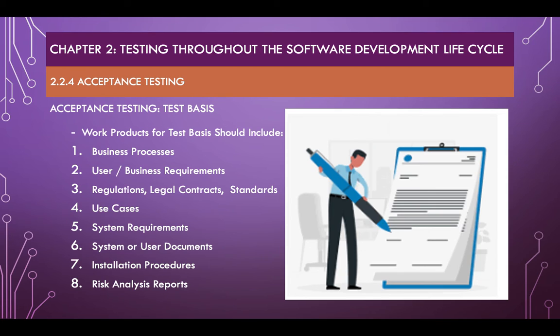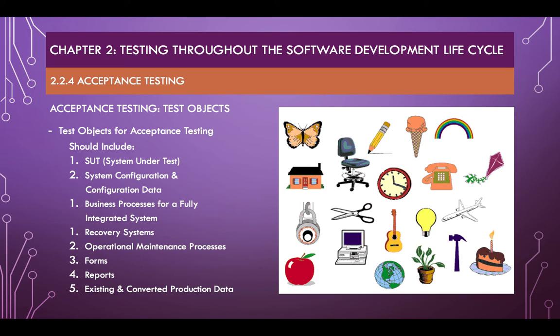Acceptance testing test basis. Work products for the test basis should include business processes, user business requirements, regulations, legal contracts, standards, use cases, system requirements, system or user documents, installation procedures, or risk analysis reports. Acceptance testing objects. Test objects for acceptance testing should include SUT, system under test, system configuration and configuration data, business processes for a fully integrated system, recovery systems, operational system processes, forms, reports, existing and converted production data.